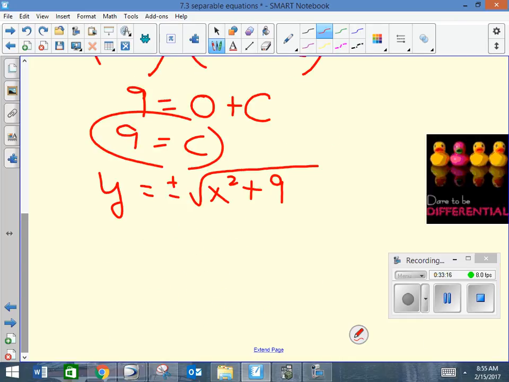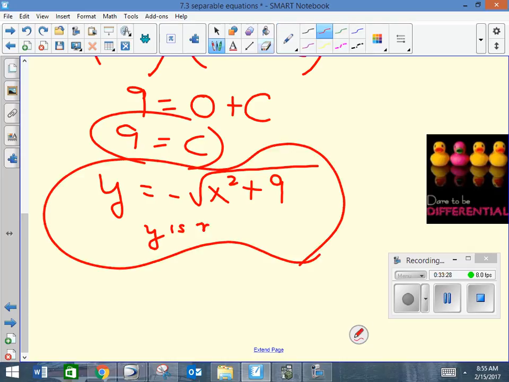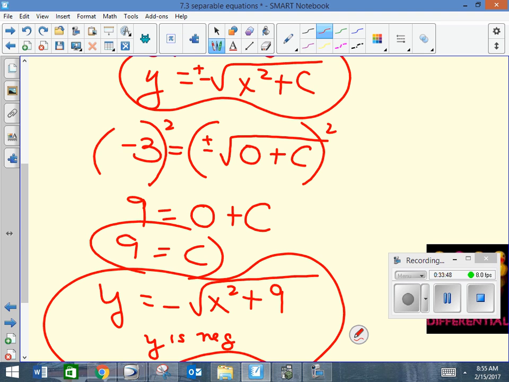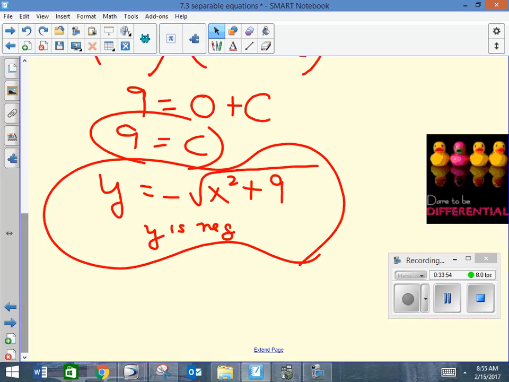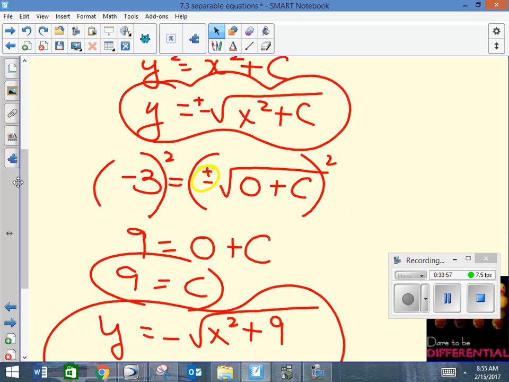Pick one. Not any one. Negative. Why negative? Because the y is negative. That's the only way the y is going to be negative, if this negative sign is here. Does that make sense? Because you all didn't think about this right here, you missed it. I was shocked that you all didn't think of that when you did that.